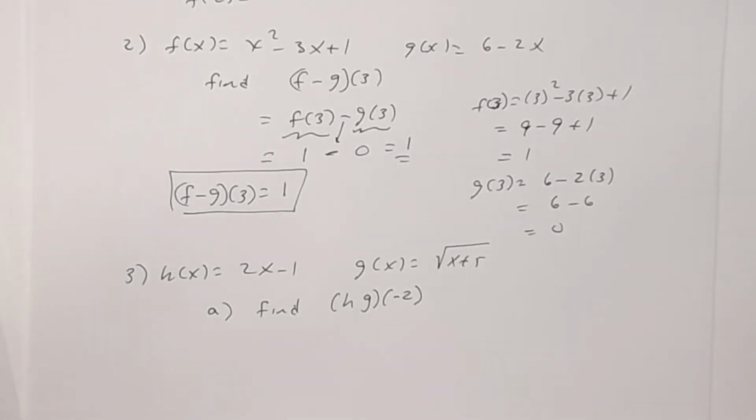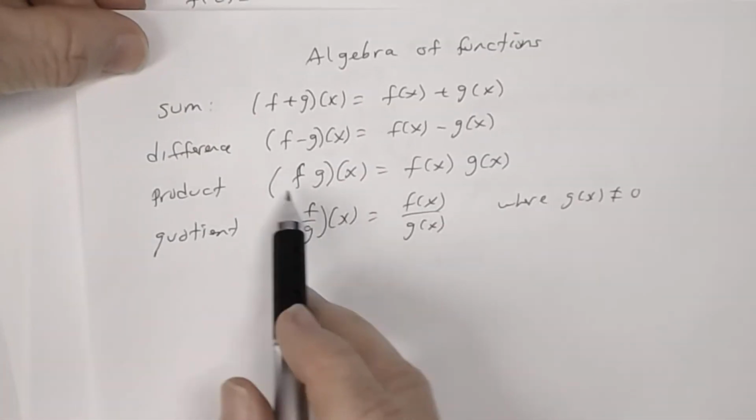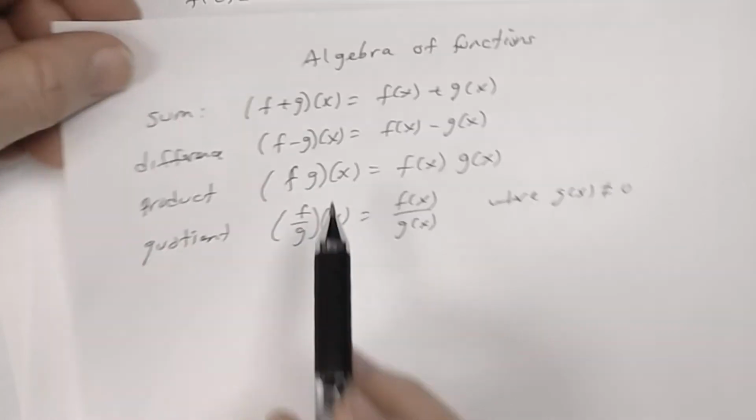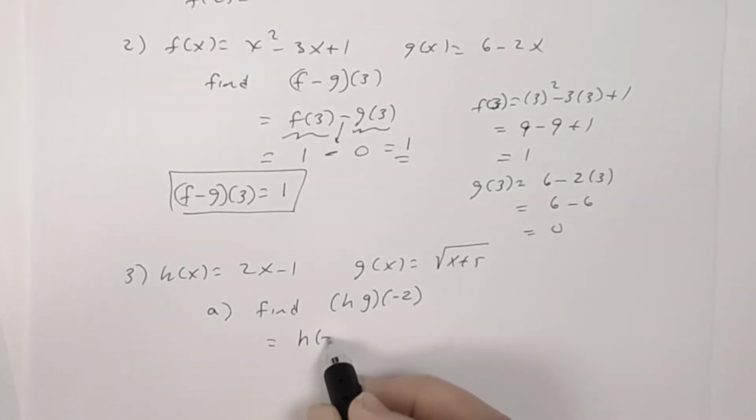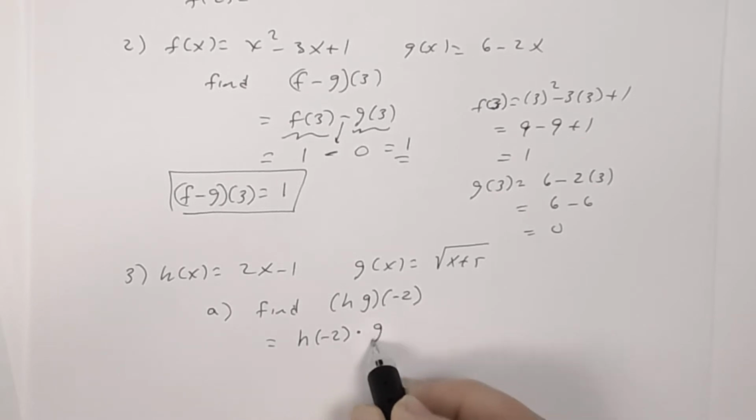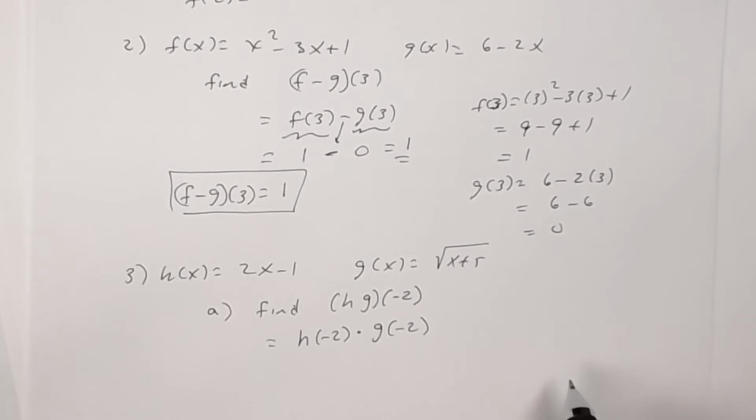All right, so by definition, again, we're using our algebra of functions. That's the product of two functions. So by definition, that means h of negative 2 times g of negative 2. Okay? So again, you want to find h of negative 2 and g of negative 2.